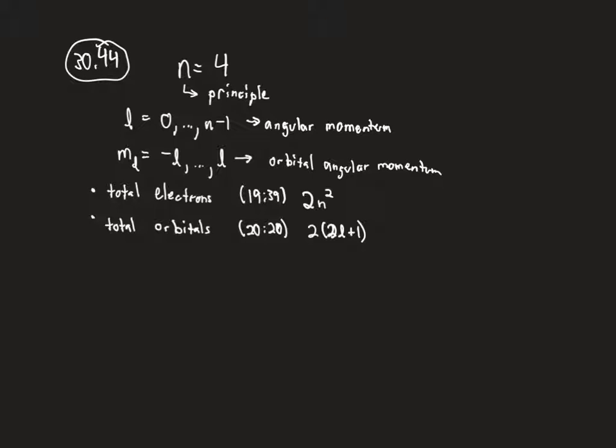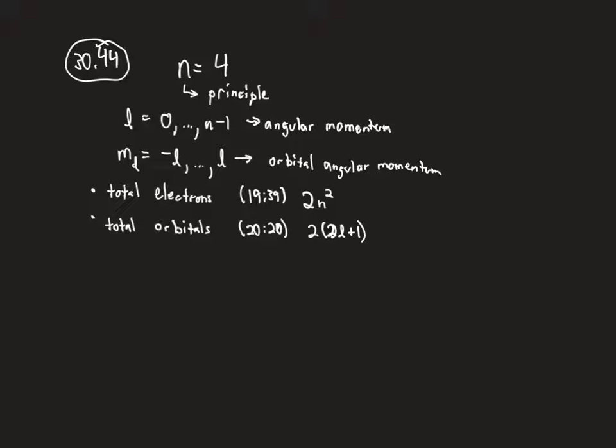Okay, so here's how you do problem number 44, which asks us two things: how many electrons can be in the n equals 4 shell, and what are its subshells and how many electrons can be in each. So the first thing we need to do is figure out how many electrons we can have.